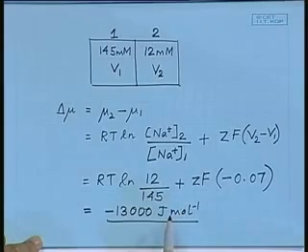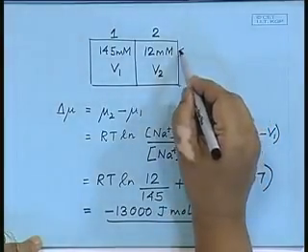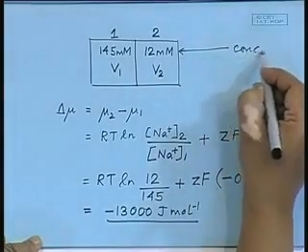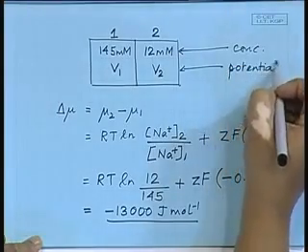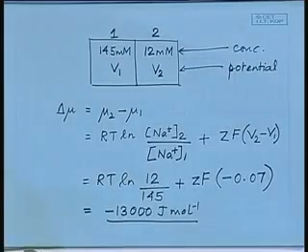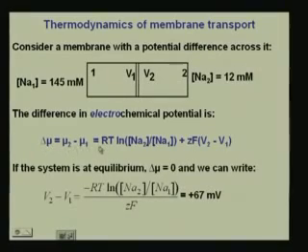You have a concentration that you have to consider and the potential that you have to consider. So, these are the two considerations that you have to make when you are transporting a charged species through the membrane. So, what we have is a delta mu, that is mu2 minus mu1, RT ln Na2 by Na1, that is the concentration of the ions on both sides, plus ZF (V2 minus V1). When the system is at equilibrium, we can write this, which turns out that this V2 minus V1 is 67 millivolts.